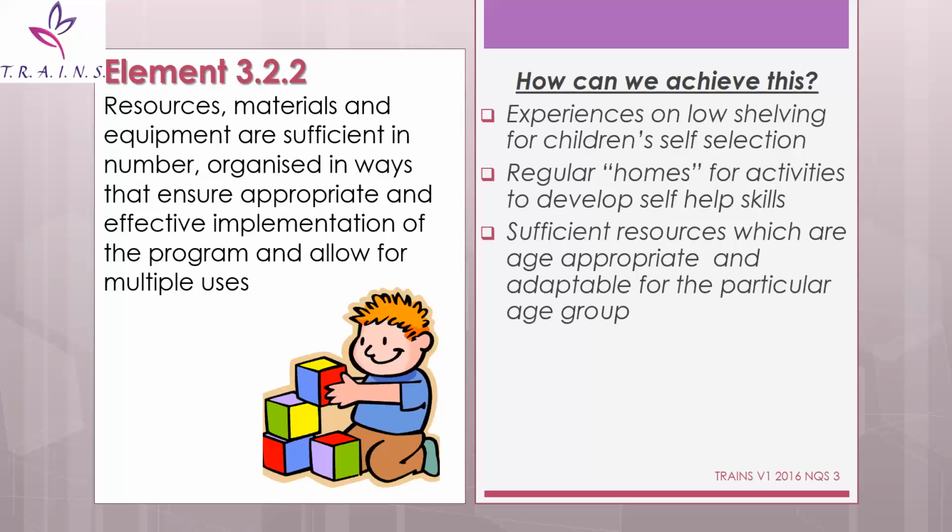We must have sufficient resources which are age appropriate and adaptable for the particular age group. Now this becomes evident too, especially when we have family grouping. So we need to ensure if you are in the 3 to 5 room and your room is being used for family grouping, or remember that the younger age groups are coming into your room. So we need to make sure that the equipment and the toys are safe for that age group. So quite often it's better to have a family grouping in the younger age group room. You have the older ones coming in.